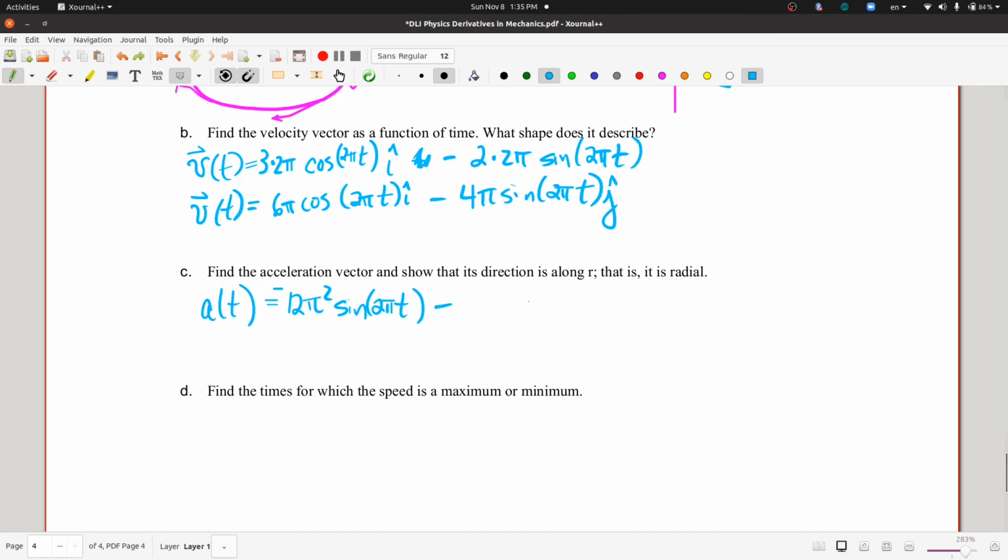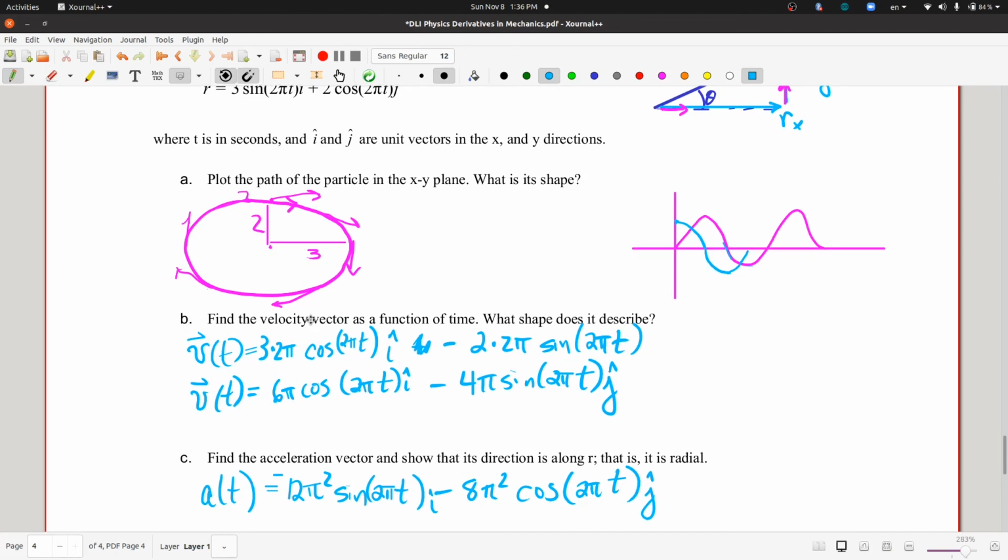But what is the coefficient? It is 2 times 2 pi times 2 pi. That's 2 times 2 times 2 is 8 times pi squared. 8 pi squared cosine of 2 pi t. This is in the I hat direction, our first term, and in the j hat direction, the second term. So the x component is given by this expression. The y component of acceleration is given by that expression. And show that its direction is along r, that is it is radial. So is this function a multiple of our function for r as a function of t?